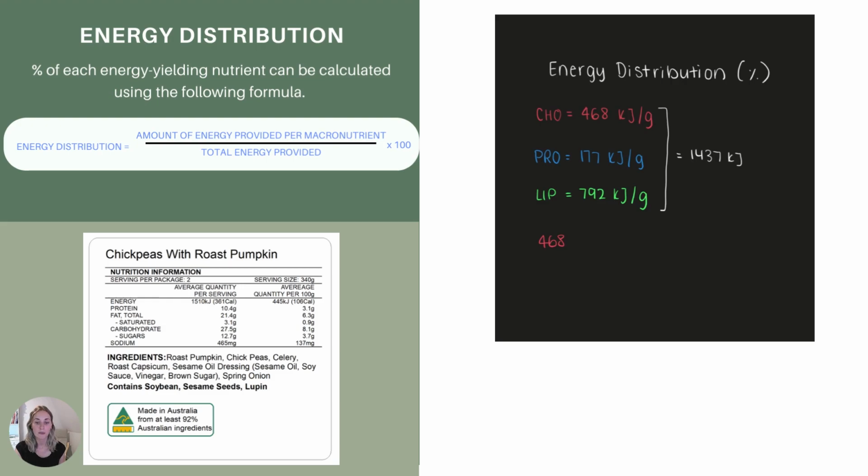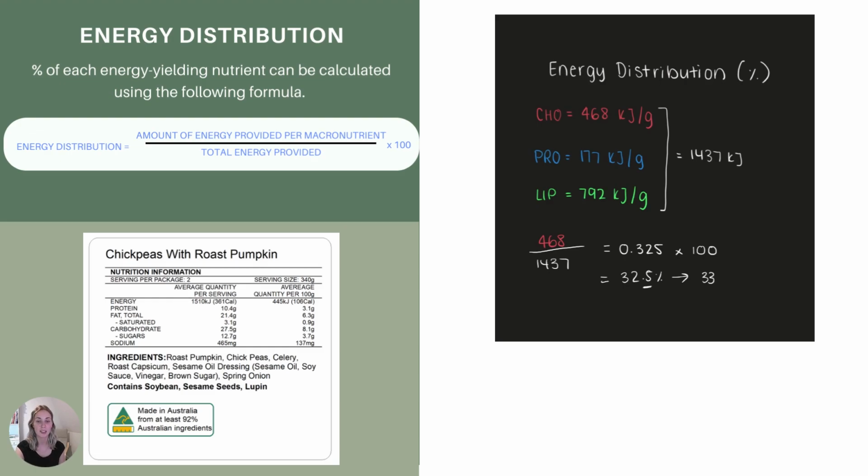So you get the 468 and you divide it by the 1,437. And that then gives you an answer of 0.325. Times that by 100, and that will give you 32.5%, but you will also need to round this to the nearest whole number, so 33%. So 33% of your energy from that 1 serving of chickpeas with roast pumpkin comes from carbohydrates.